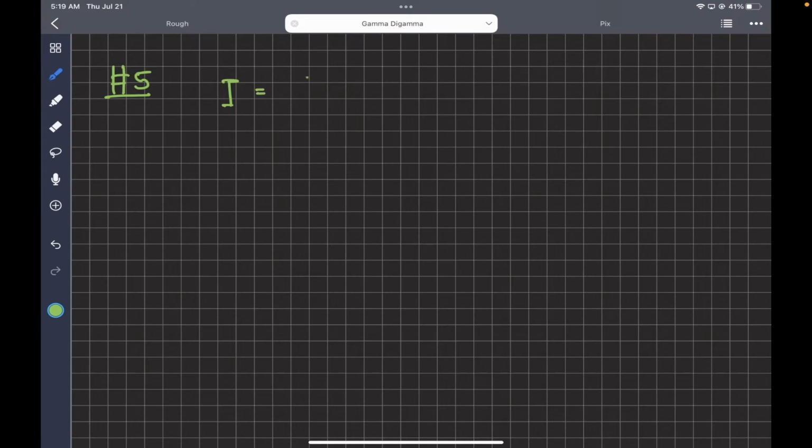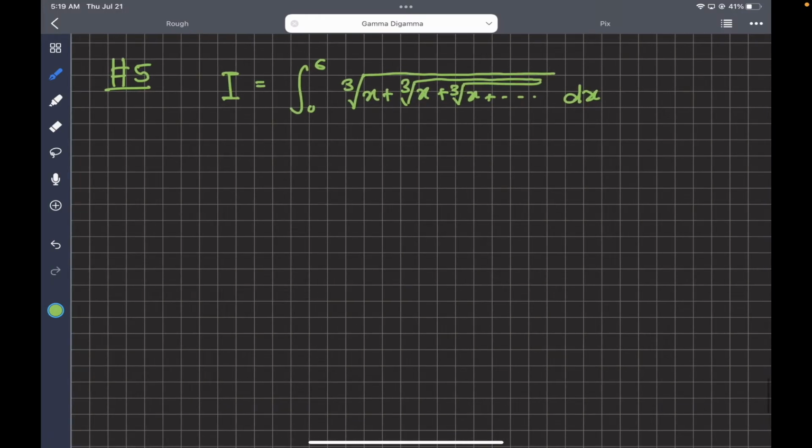We have the integral from 0 to 6 of the cube root of x plus the cube root of x plus the cube root of x, and so on until infinity. So it's one of those classic infinite radical Olympiad kind of problems. There's one clear strategy to do these kinds of questions.